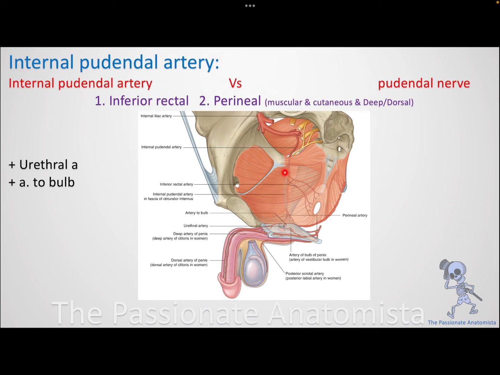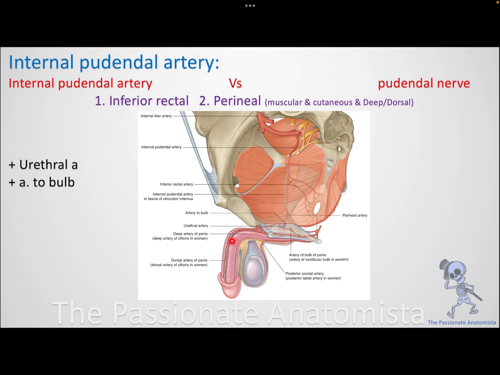As we move on, remember that I told you the inferior rectal branches off at the beginning of the canal. It goes to the rectum, and that's it. Now, what proceeds all the way to the perineal region is going to be the perineal artery or nerve. From there, we get a muscular branch to the muscles of the perineum, and a cutaneous branch, which is the posterior scrotal or labial. If you look at this picture here, the perineal is going to give you a muscular branch to the muscles. It's going to give you here the posterior, which is cutaneous, posterior scrotal or labial, and then you're going to have the dorsal and the deep.